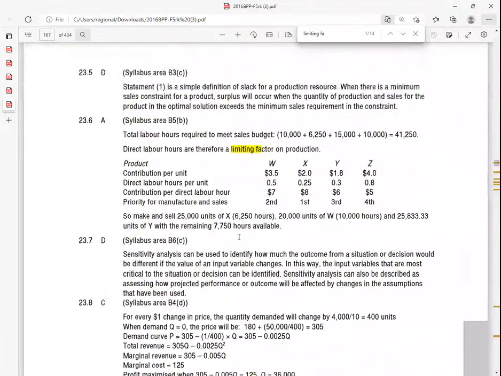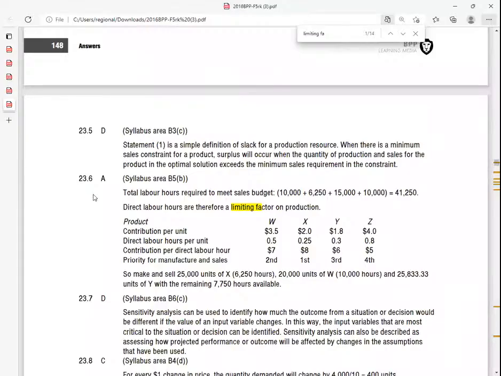Yes. So 23.6, the answer is A. You can see here, total labor hours required to meet were 41,250. Direct labor hours are therefore a limiting factor on production. And at the end of the day, they were able to give us make and sell 25 units of X, 20,000 of W, and 833.3 units of Y, with the remaining 7,750 units.